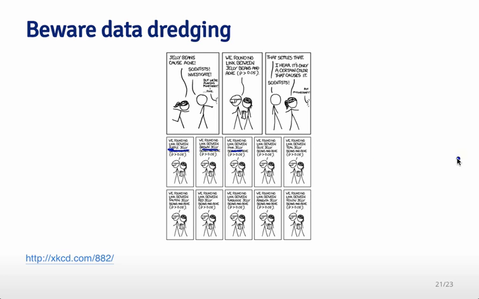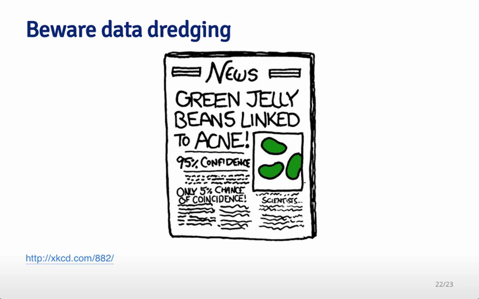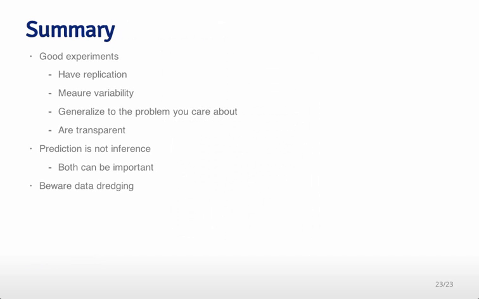No, it's pink jelly beans. And you could keep going and going and going until you found a result that you liked, and you'd come up with good news. Green jelly beans are linked to acne. But this, of course, ignores the fact that you tried a whole bunch of different things first. So one thing that you have to pay attention to when dealing with big data or with any data science problem is being aware of the problem of data dredging.